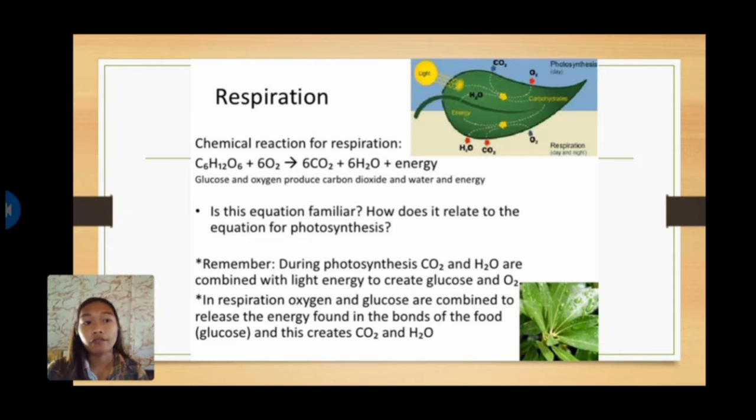Remember, during photosynthesis, carbon dioxide and water are combined with light energy to create glucose and oxygen. While in respiration, oxygen and glucose are combined to release the energy found in the bonds of the food, or the glucose, and this creates carbon dioxide and water.